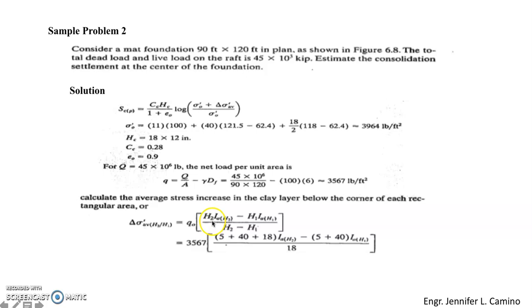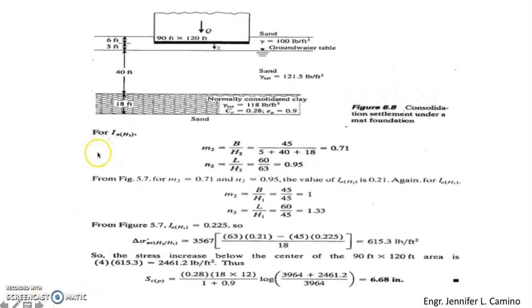So we have to identify our H2 and H1, and our I for H2 and H1. Our H2, of course, from our figure is 5 plus 40 plus 18. Our H1 is 5 plus 40. So based on that, we have identified our H1 and H2. We have to identify our I for H1 and H2. This is the influence factor.